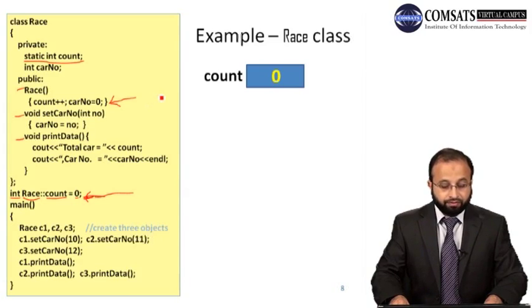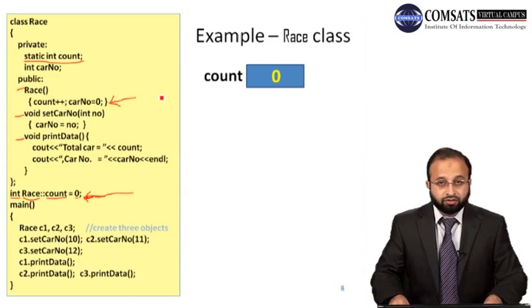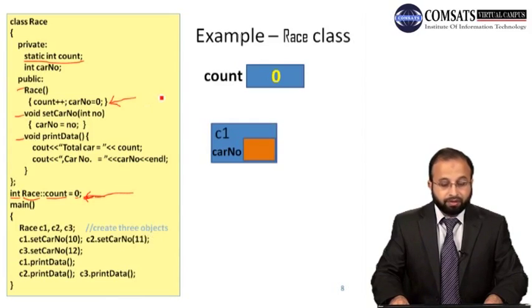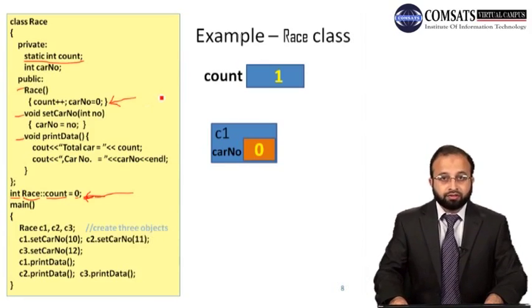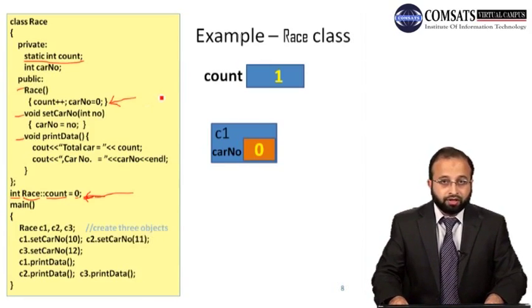Then in the main function, the first statement is creating 3 objects. So at the first place, C1 object is created, and then the constructor will be called for C1, the default constructor. It increments the value of count. The value of count becomes 1, and then it initializes the car number with 0. So car number is not a static data member. It is a simple private data member, and each object of a race class has its own copy of car number, but count, the static data member, is global for all the objects of that class.